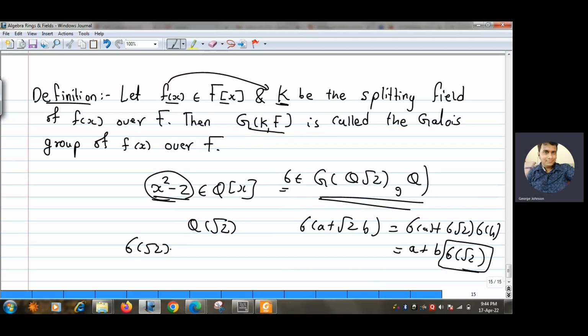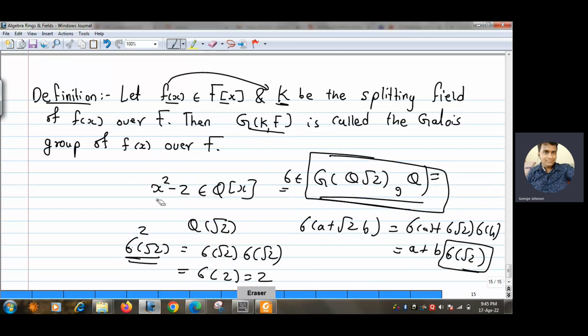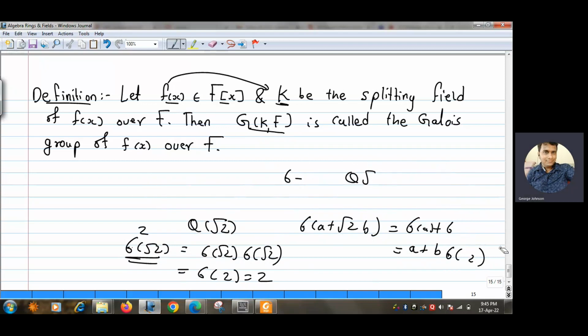For finding sigma of root 2, we find sigma squared of root 2. That is the same as sigma(root 2) into sigma(root 2), a calculation we have already done in class. This is root 2 into root 2, that is sigma(2), which is nothing but 2. So sigma squared of root 2 is 2, which means sigma of root 2 is plus or minus root 2. So there are two maps in this: the identity map, and the map which sends a + root 2 b to a - root 2 b. If you are asked the order of this Galois group, it is again 2. This kind of problem is asked in MCQs and SQs, so make sure that you know this.